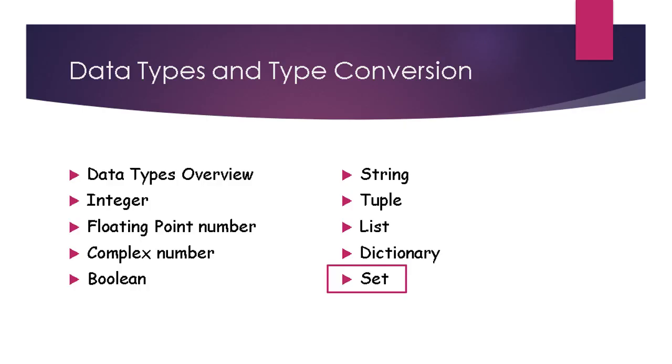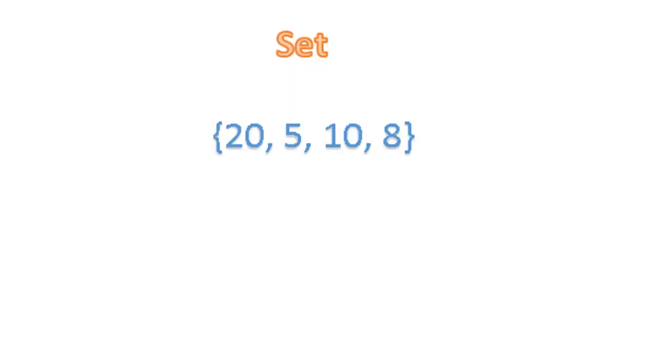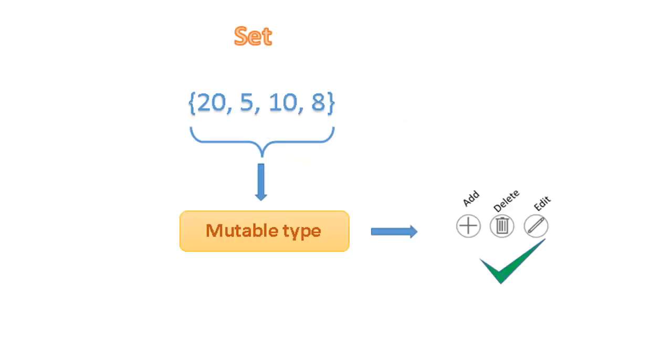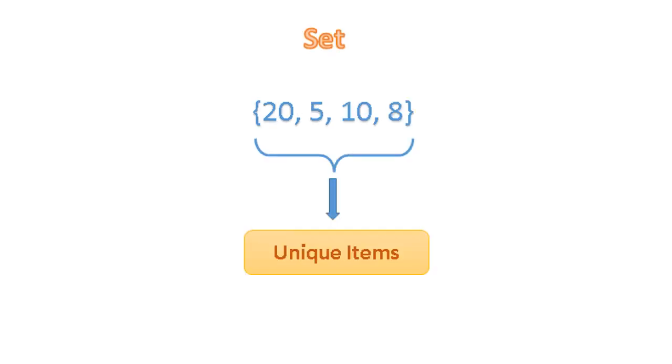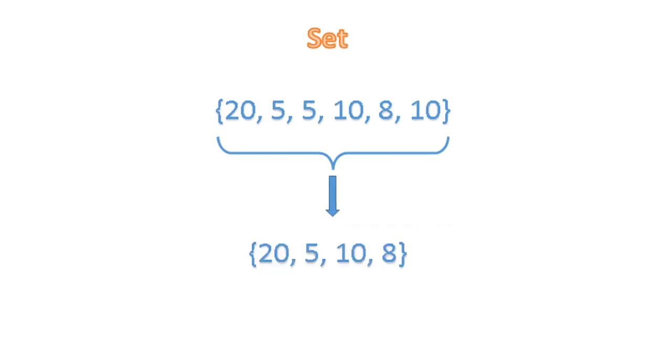This is the 10th topic in data types and type conversion. A set is an unordered collection of items separated by comma and enclosed in curly brackets. Set is mutable, which means elements in the set can be added, deleted and updated. Every item in the set is unique. In case a set is created with duplicate items, then it will automatically remove the duplicate items.